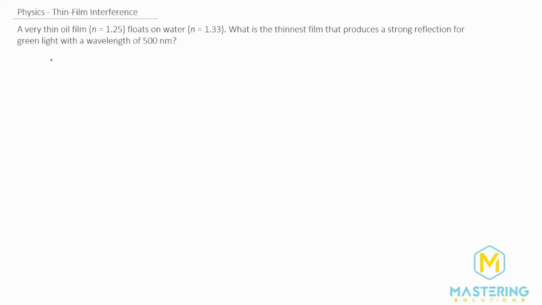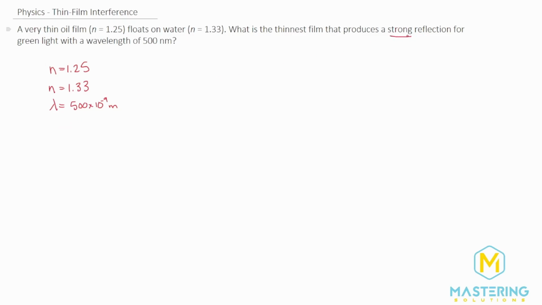They tell us that we have a very thin oil film with an n of 1.25, and it's sitting on water, and that of course is an n of 1.33. And we want to know what is the thinnest film that produces a strong reflection for green light. So our lambda is going to be 500 times 10 to the negative 9 meters. And we want the thinnest film for a strong reflection.